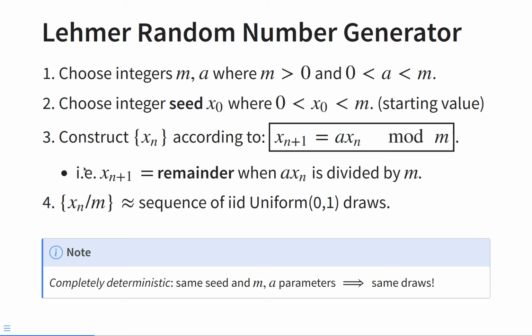The choice of the seed does not affect the quality of the output. It is merely the starting value that you need to run the program. Again, the point I'm trying to drive home here is xn is a completely deterministic sequence. And that means that the pseudo-random draws xn over m are themselves completely deterministic. If you choose the same seed as I do, and the same values of m and a, you are going to get exactly the same draws.